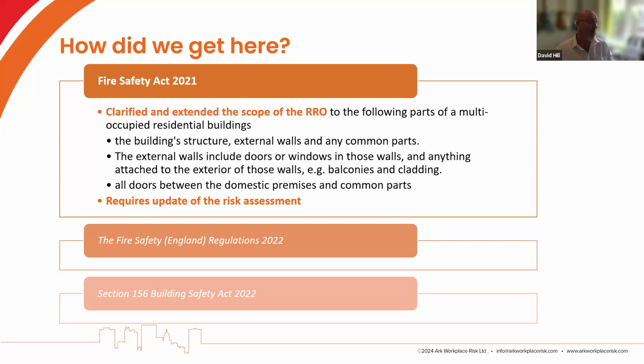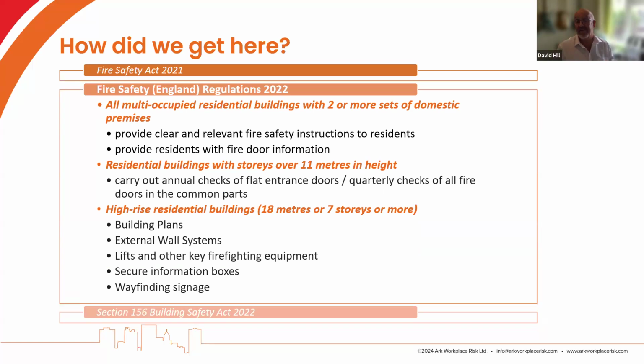We then had the Act. And then out of that as well, we also had what's called the Fire Safety England regulations, which came out just after the Building Safety Act. And that effectively introduced a set of particular requirements that came out of the Phase 1 Grenfell Tower inquiry report, which said that all multi-occupied residential blocks, for example, had to have clear and relevant fire safety instructions for all residents. And also that information should include information about the importance of fire doors. In addition to that, buildings that were in excess of 11 meters height had to have annual checks of their fire entrance doors, as well as quarterly checks of all fire doors within the building as well.